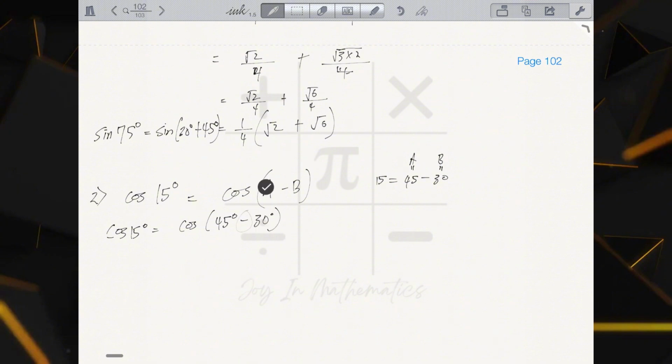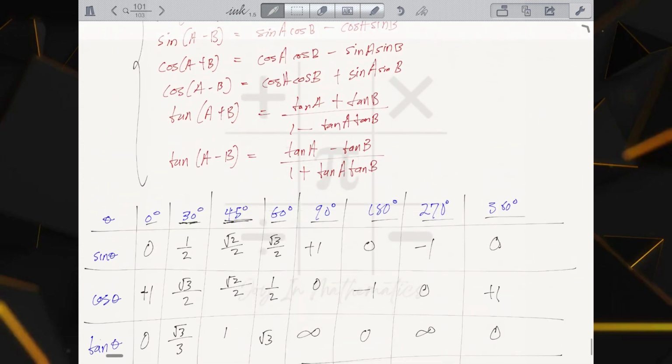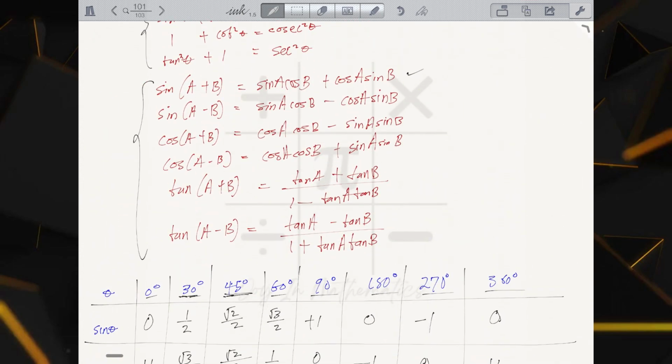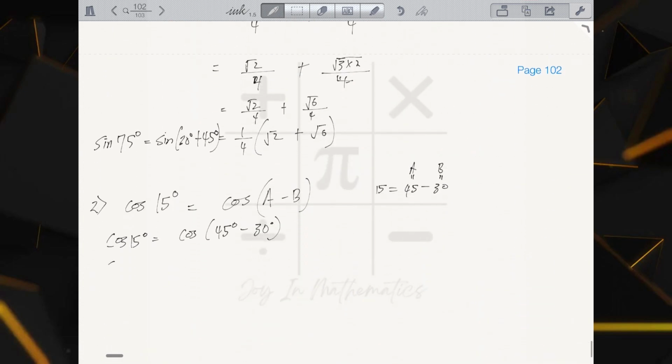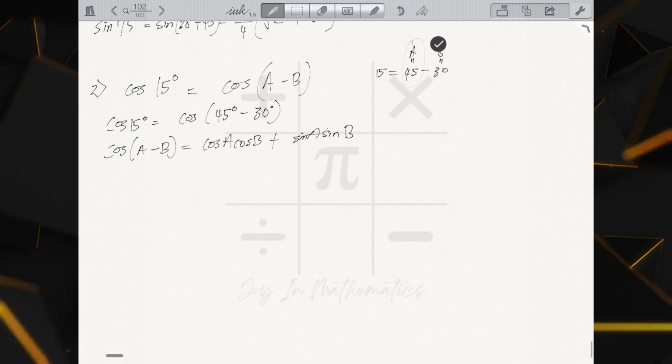Now, since this is the difference formula for cosine, all we have to do is go back to our identities and pick the formula for cos(A minus B), which is cos A cos B plus sine A sine B. So let's write it together, and we remember that cos(A minus B) is equal to cos A cos B minus sine A sine B. It should be plus sine A sine B. So let's simplify further. We understand that A is equal to 45 degrees and B is equal to 30.